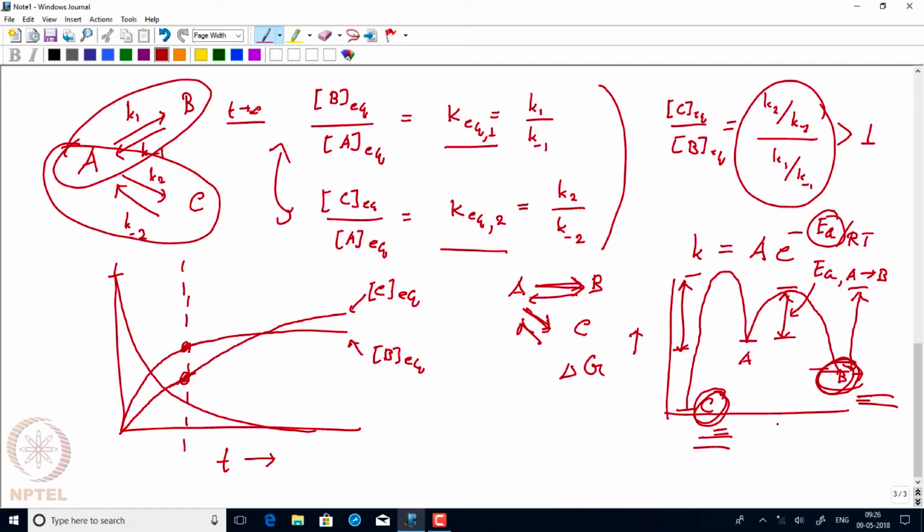Also, a point to note here is that if you see it carefully, for the reverse reactions B to A and C to A, the way I have drawn it, since C is much more stable, it is lying much below B in the energy level diagram, on the energy scale. Which means the reverse reaction activation energy from C to A is much higher. So the rate constant for C to A will be much smaller, which means this k minus 2 will be very small. So this makes the overall ratio much more than 1, so that C equilibrium is greater than B equilibrium.